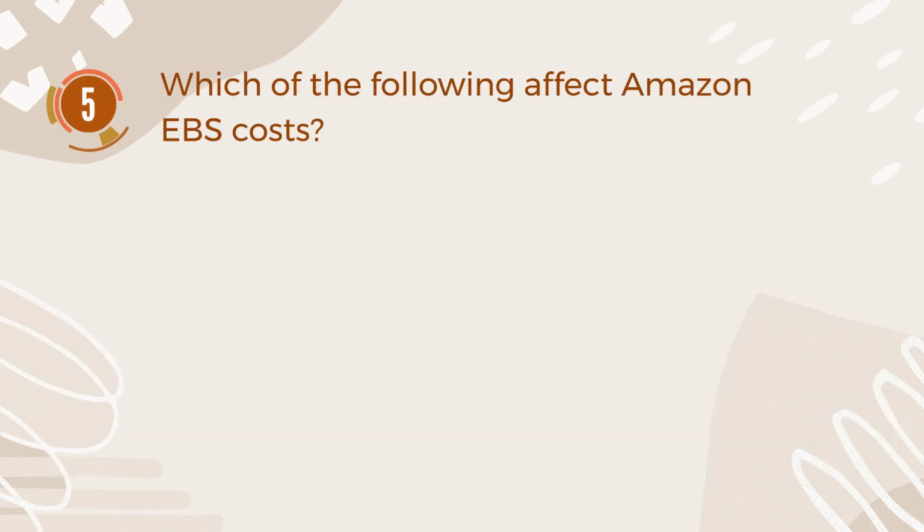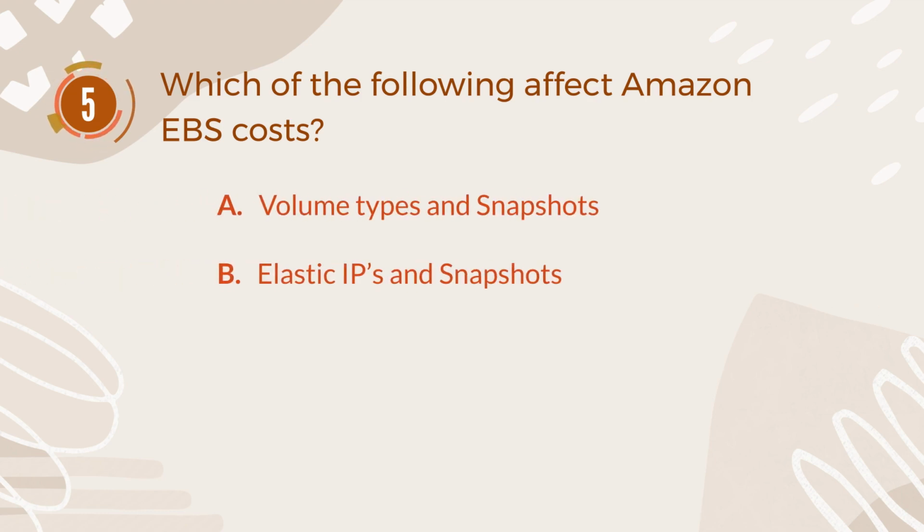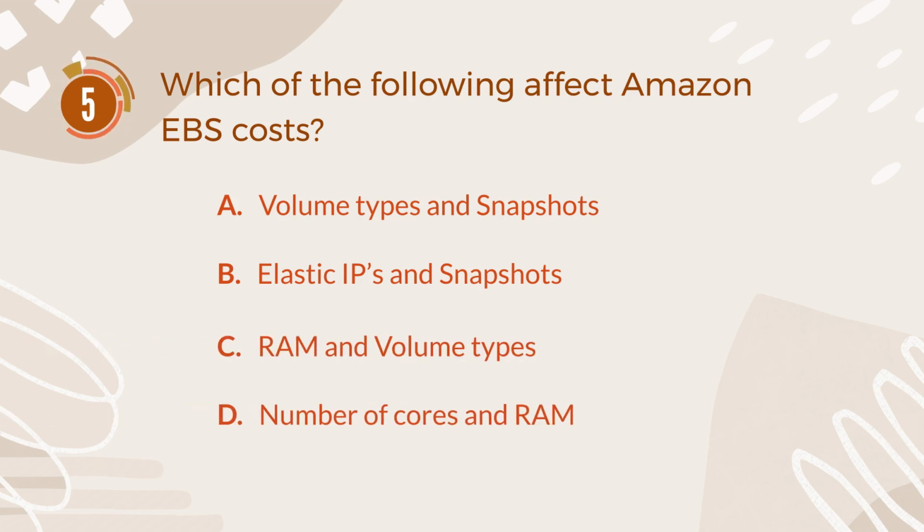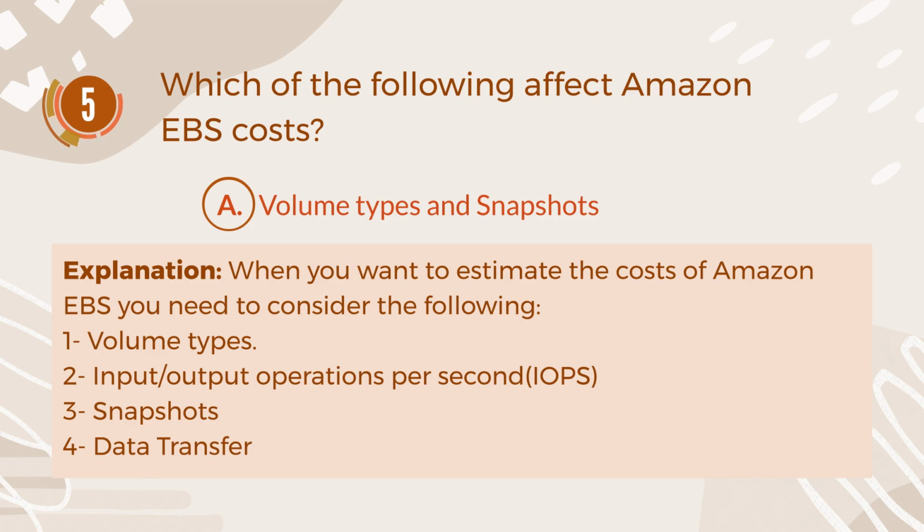Number 5. Which of the following affect Amazon Elastic Block Store costs? A. Volume types and snapshots. B. Elastic IPs and snapshots. C. RAM and volume types. D. Number of cores and RAM. The correct answer is A. Volume types and snapshots. Explanation. When you want to estimate the costs of Amazon Elastic Block Store, you need to consider the following. 1. Volume types. 2. Input or output operations per second. 3. Snapshots. 4. Data transfer.